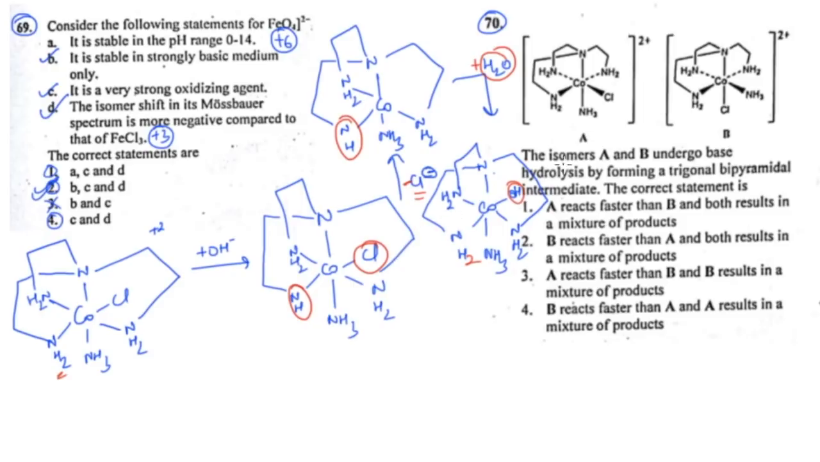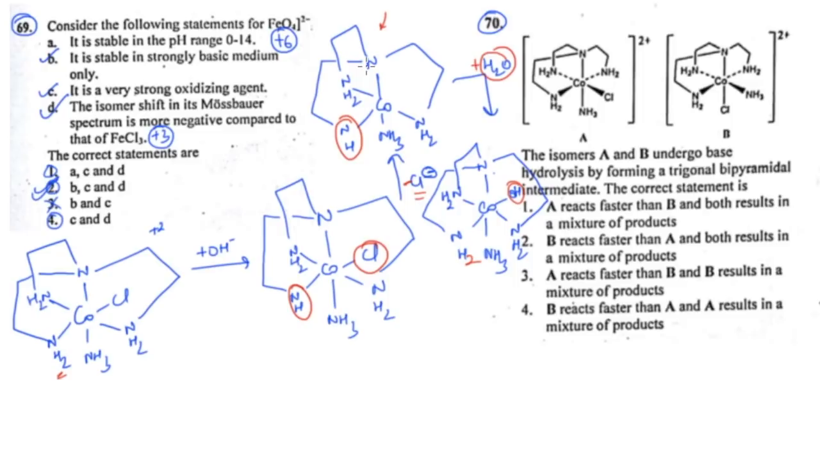So that is how the reaction is actually taking place. The question was: the isomers A and B undergo base hydrolysis. So this is how the base hydrolysis will take place, by forming a trigonal bipyramidal intermediate. This is what the intermediate is, the intermediate for A. Now the question says which reacts faster, whether A reacts faster or B reacts faster. So what will happen in B?